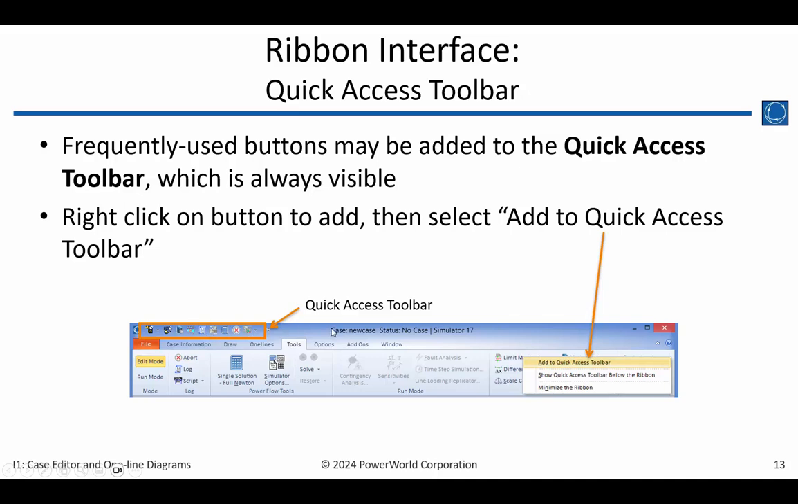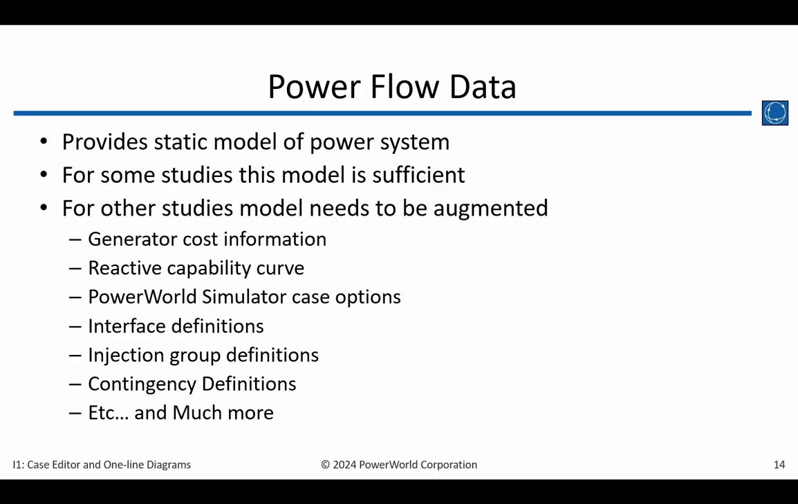Power flow data that's common in a lot of those text file formats that you can open in Simulator provides a static model of the power system. So there's a system state, there's basic objects like buses and generators and loads, transmission lines and transformers, and a description of how they're all interconnected. For a lot of simple studies, that's what's in the raw file or the EPC file, for example, would be sufficient.